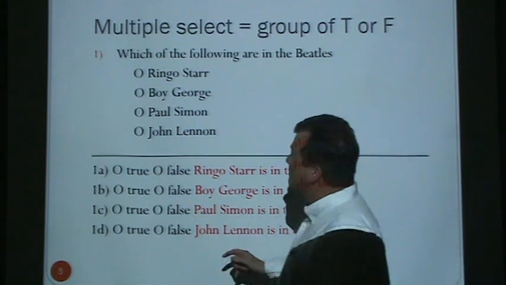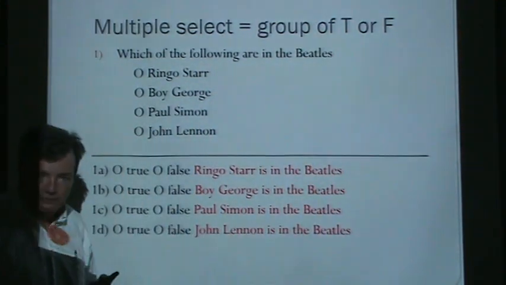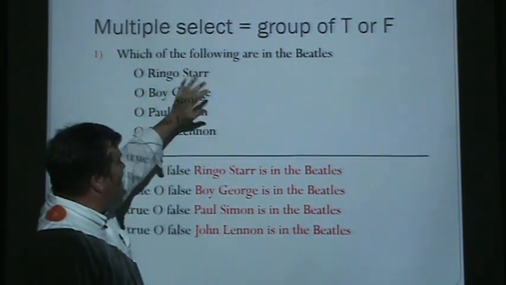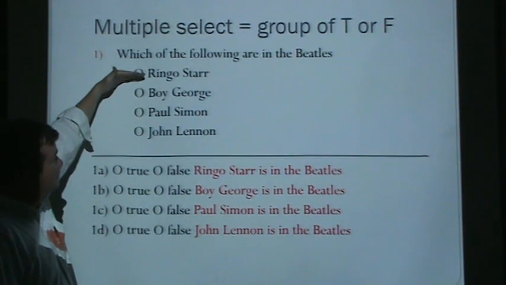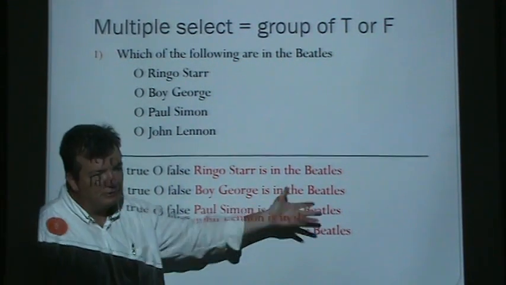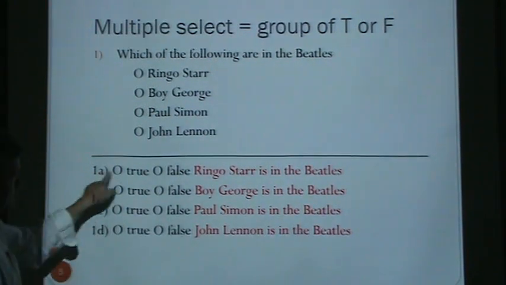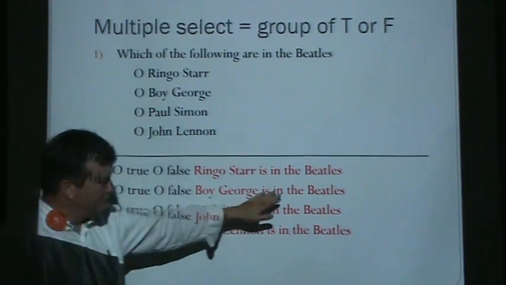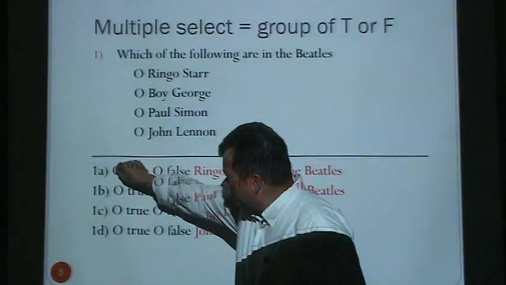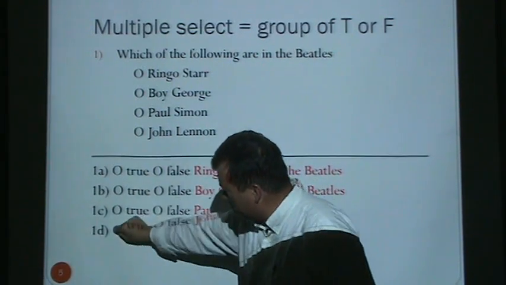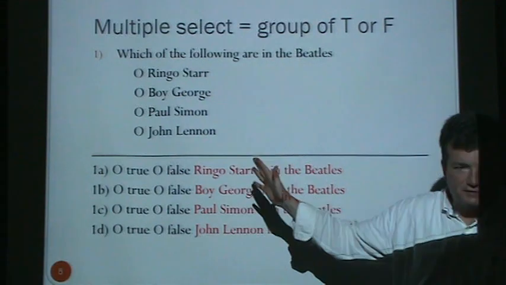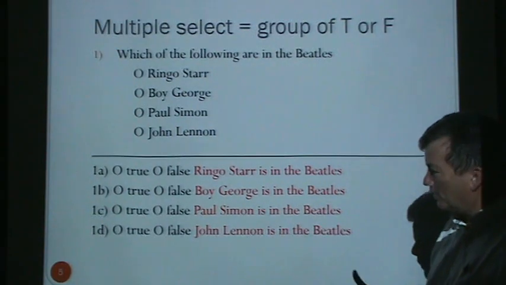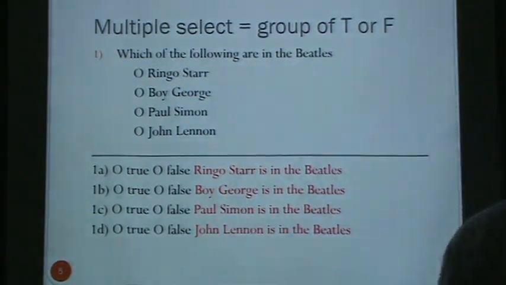If you think about it, a multiple select question is really just a group of true or false questions, right? They're just grouped together. So instead of saying which of the following are in the Beatles, and then you have to decide true or false, true or false, true or false, you could ask them as a bunch of separate true or false questions. It's really the same thing. So you're saying true or false, Ringo Starr is in the Beatles. And then a separate question, true or false, Boy George is in the Beatles, right? And then you have to answer each one. You have to say true here, and false here, and false here, and true here. And then you could get some right and some wrong. So nothing too fancy about multiple select, but it throws off a lot of students that all it really is a group of true or false questions.